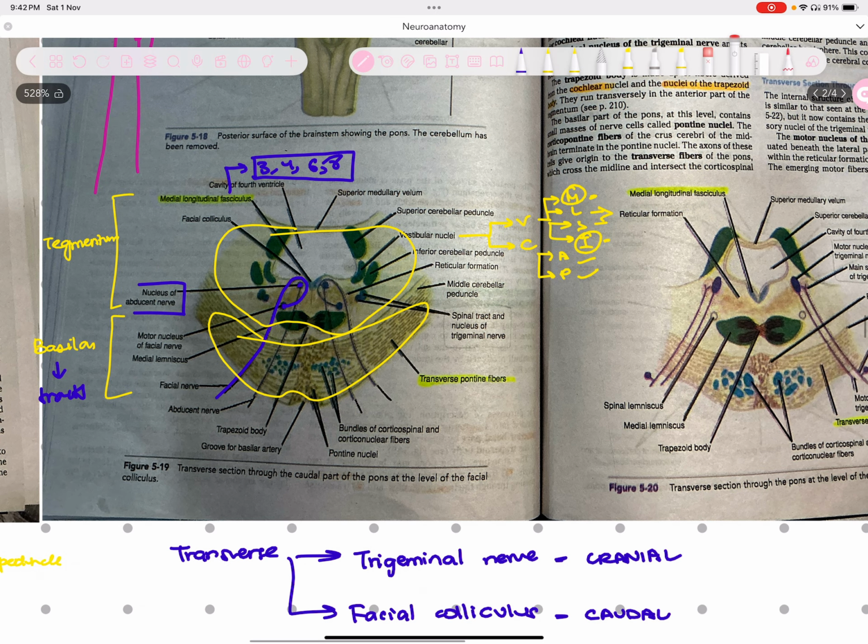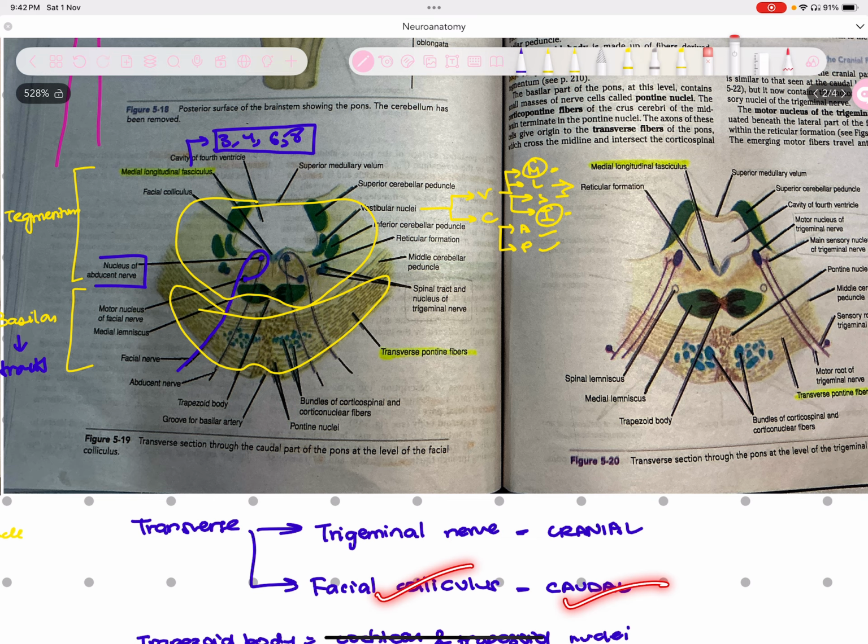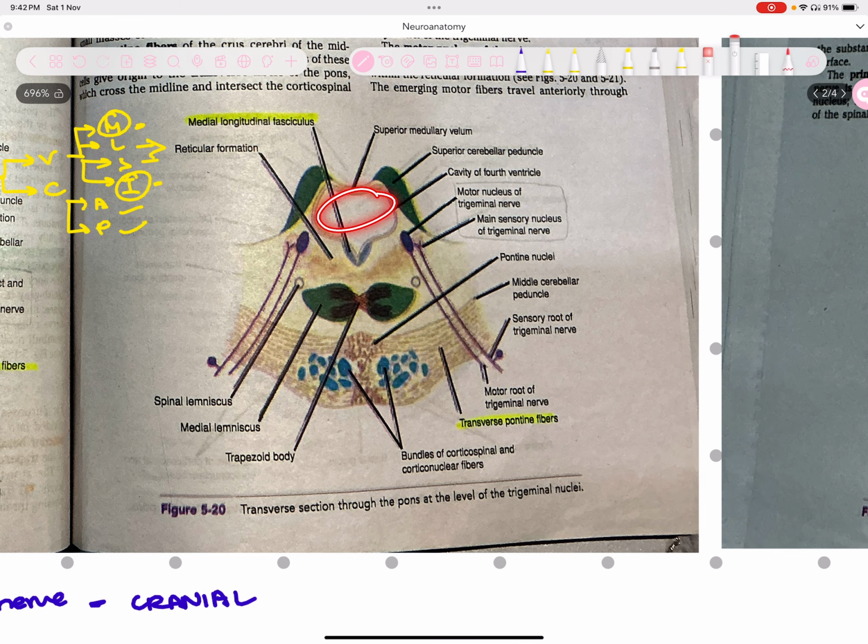So this we've covered at the level of your facial colliculus, which is the caudal level. Now let's look at the cranial level. This is your cavity of the fourth ventricle. This is the medial longitudinal fasciculus, which contains the nuclei of your third, fourth, sixth, and eighth cranial nerve. This is your superior medullary velum, and then this is your superior cerebellar peduncle. You won't be seeing your inferior cerebellar peduncle here, and then you have this middle cerebellar peduncle, right? You also have the reticular formation. You also have the medial lemniscus. You also have the trapezoid body, which contains the cochlear nuclei and the trapezoid nuclei. You can also see a spinal lemniscus here.